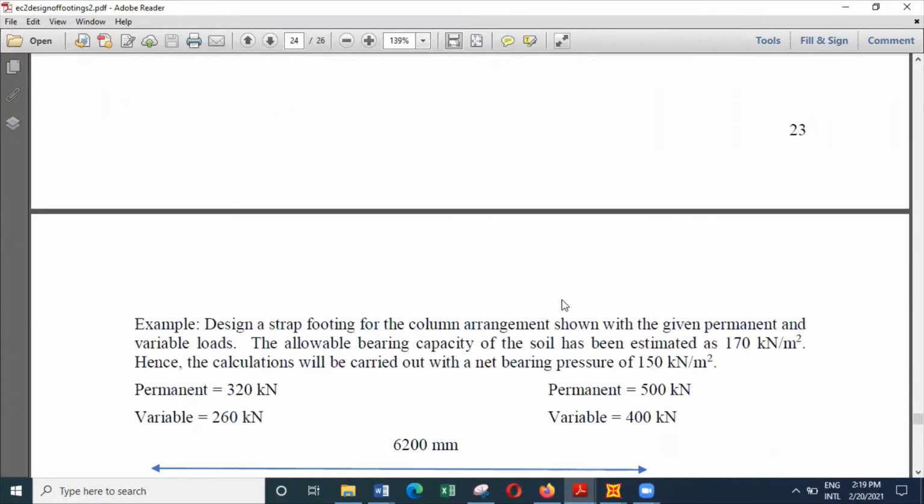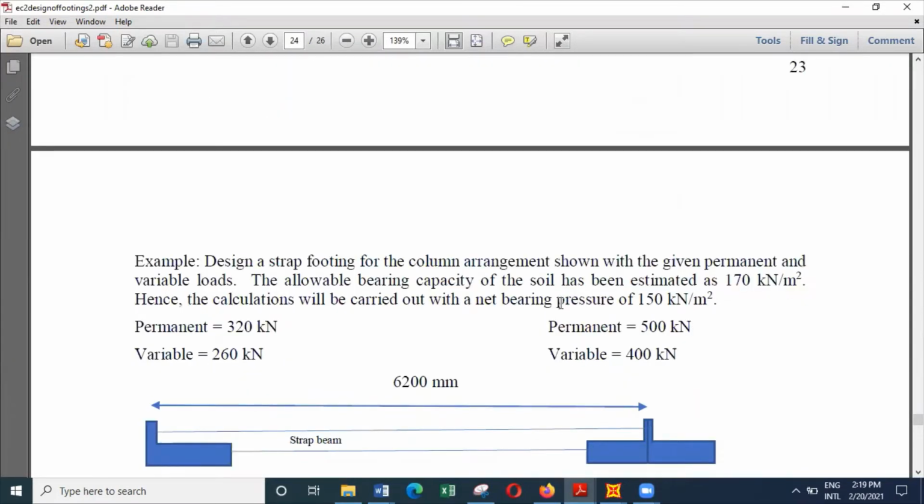So let's look at an example. Any question you want to ask? So, design example: design a strap footing for the column arrangement shown with the given permanent and variable loads. The allowable bearing capacity of the soil has been estimated as 170 kilonewtons per meter squared.